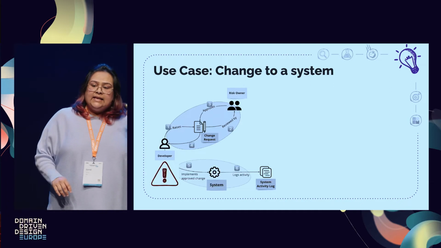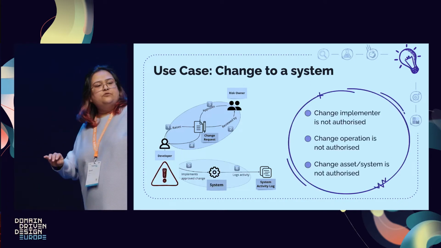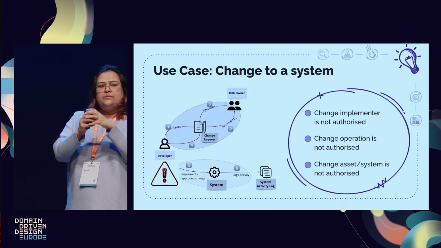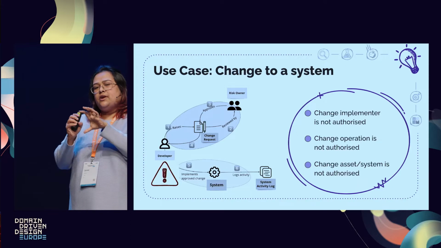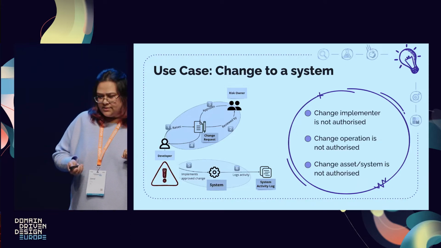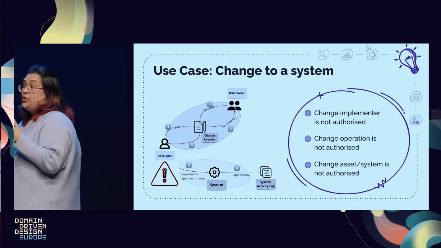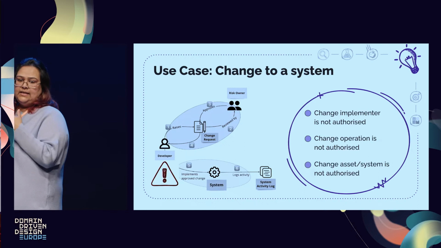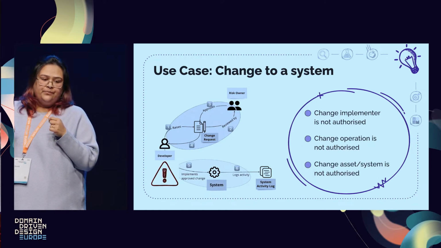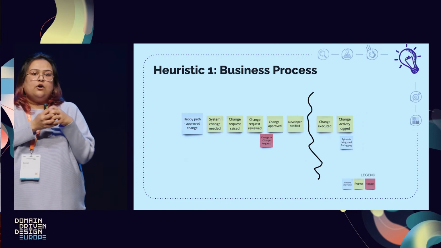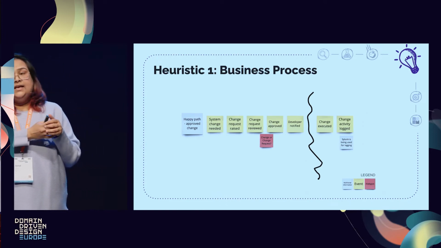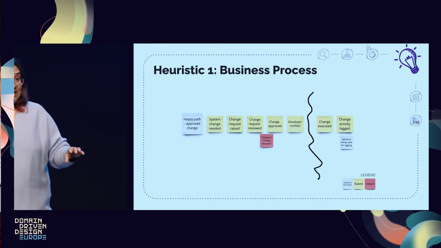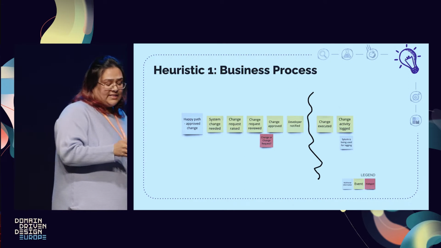So that's our use case. If you just look at the approval process and the implementation process, there were controls and there were perhaps things that should not happen between these 2 processes. Because what you want is that when a change is being implemented, it's being implemented by someone who's authorized, the operation itself is authorized, and the system that is being changed, which in our context was someone else's system, is also authorized.